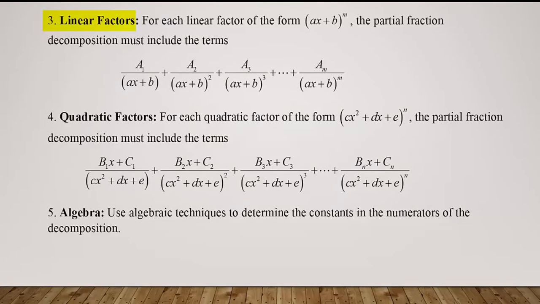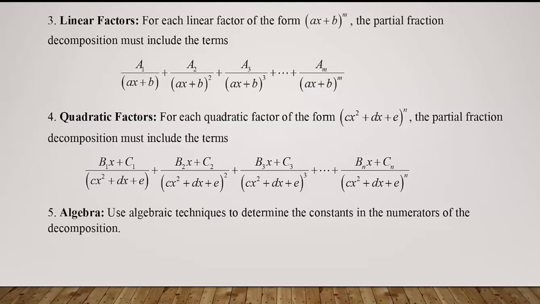Step 3, for each linear factor in the denominator, for each linear factor of the form (ax plus b) to the m, the partial fraction decomposition must include the terms: a sub 1 over ax plus b, plus a sub 2 over (ax plus b) squared, plus a sub 3 over (ax plus b) cubed, plus so on, plus a sub m over (ax plus b) to the m power. Again, this looks not so nice. It looks kind of complicated, but it's really not that bad.